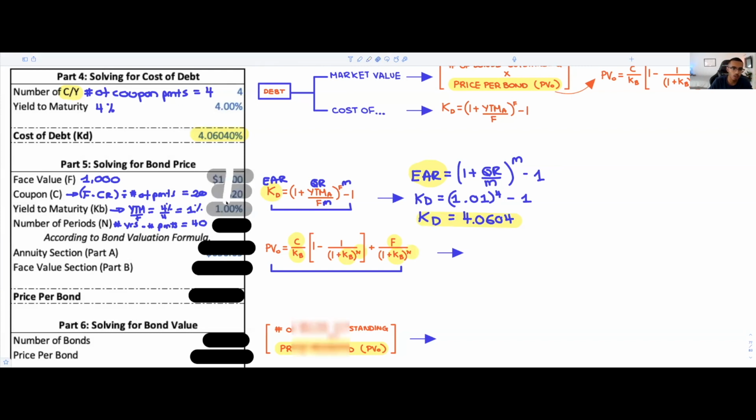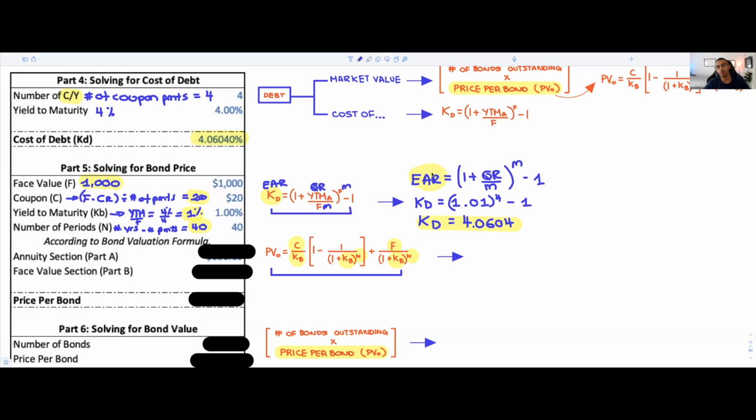Look how everything here is exactly what we just identified. Okay, so we got 1,000, we got 20, we got 1%, and we got 40. It's amazing news. So we can go ahead and just zoom out, zoom in. There you go. To make this simple and to make this fun and interactive, we're going to break down this formula into two portions. We're going to have portion A and portion B. We're going to solve for A and B, and we're going to add them together, and that's going to be the price of our bond.